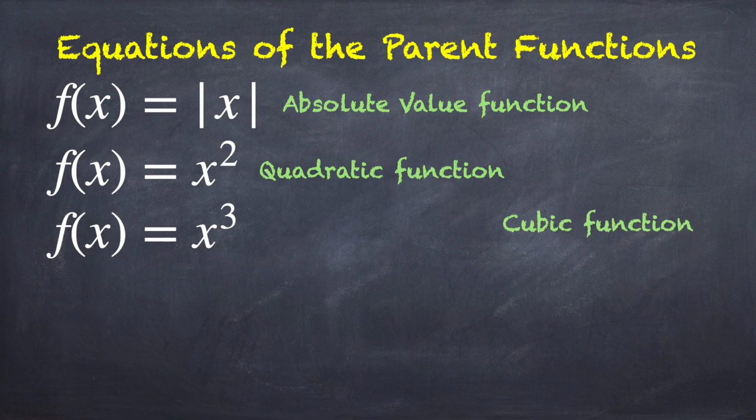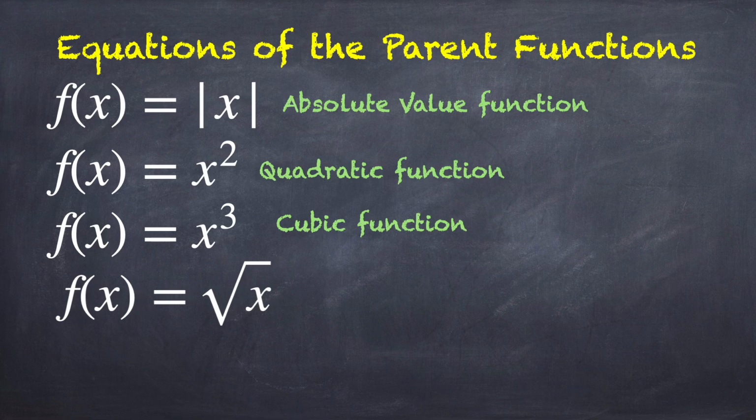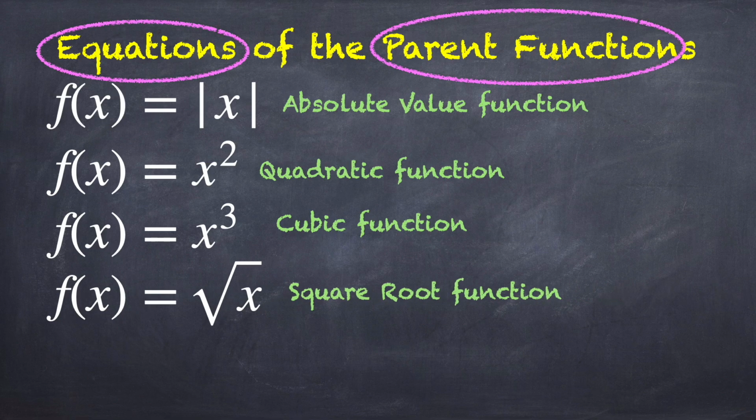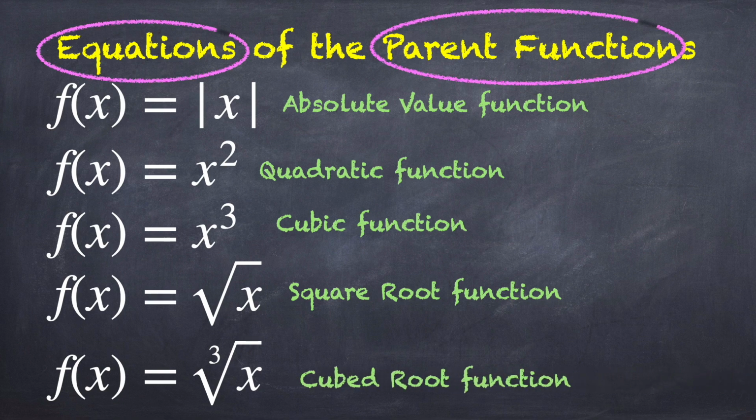We also have f of x equals x cubed, which is our cubic function. And then we have our f of x equals the square root of x, which is our square root function. And last but not least, we have our f of x equals the cubed root of x, which is our cubed root function. So these are all of the equations to the parent functions, okay? You need to have all these.